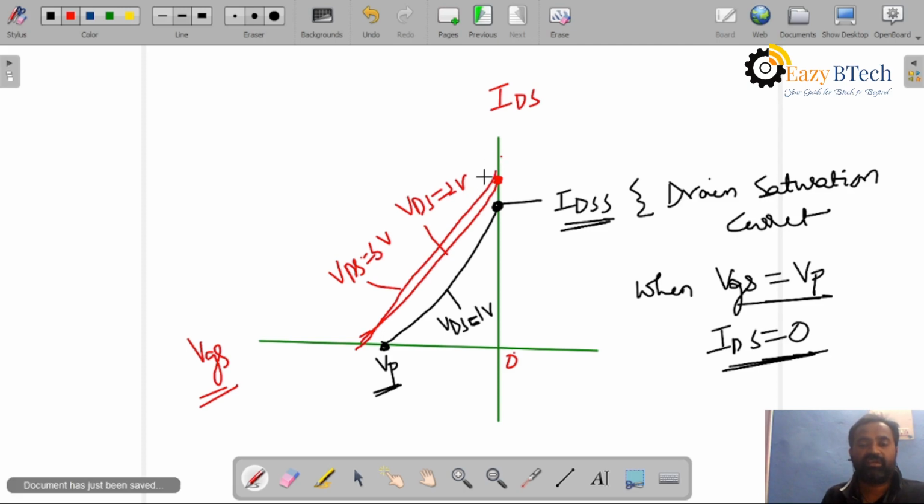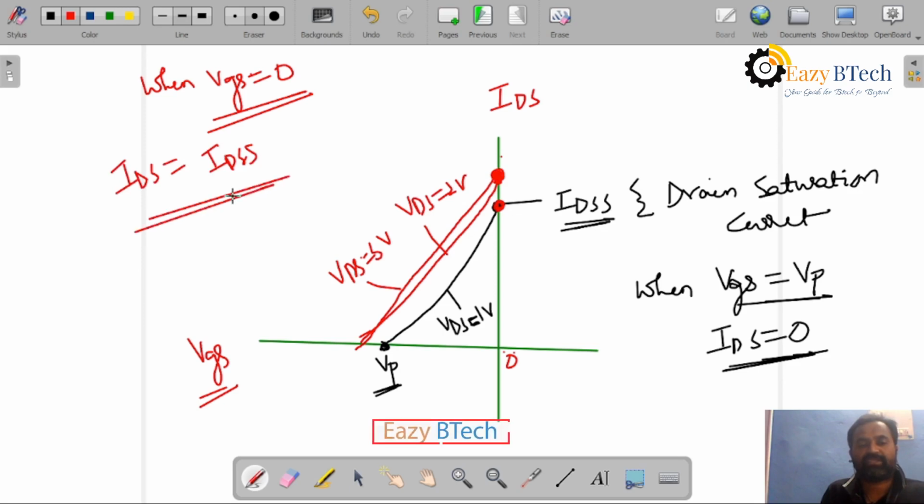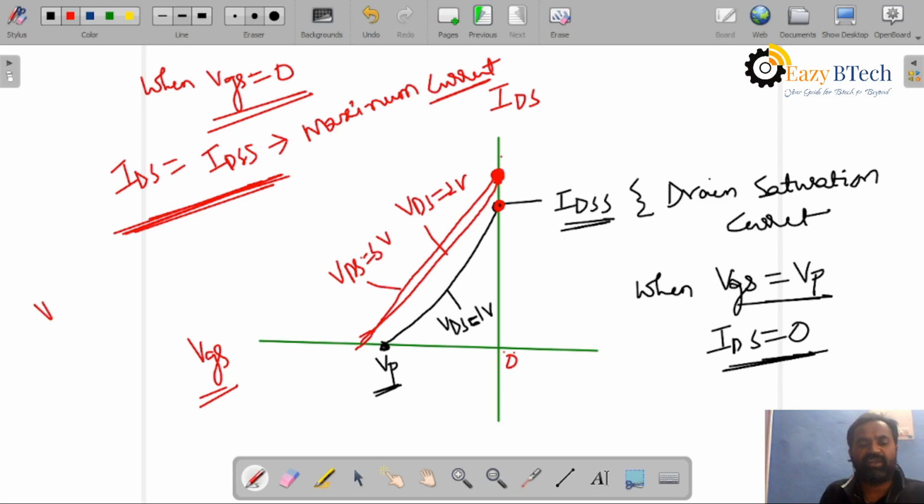Now here you can see, when VGS is 0, the current is maximum. When VGS is 0, IDS is equal to IDSS, the maximum saturated current. Now you can see this is 3 volts, this is 2 volts. When VDS is 3 volts, it has maximum IDS.